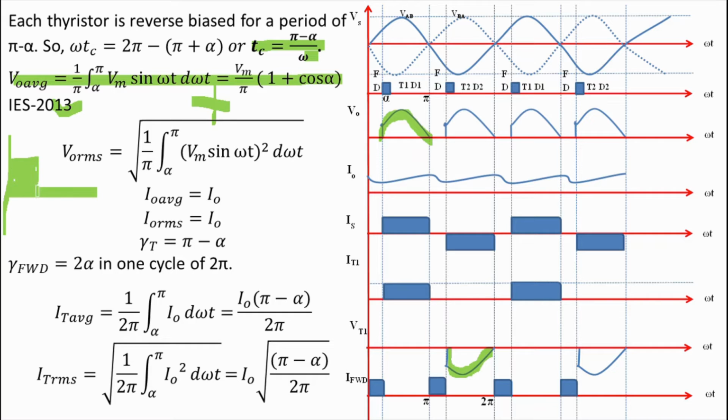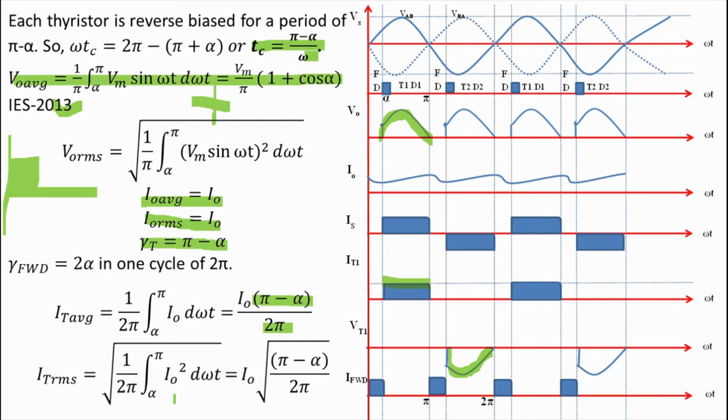Now see, the output current I naught is constant. That's why average value of output current is equal to RMS value of output current, and that will be equal to I naught. Now we see that thyristor current IT1 is from alpha to pi, and the time period of this thyristor current is 2 pi. So we can write average thyristor current as its conduction period upon total time period into I naught. So average value of thyristor current is (pi minus alpha) upon 2 pi into I naught.